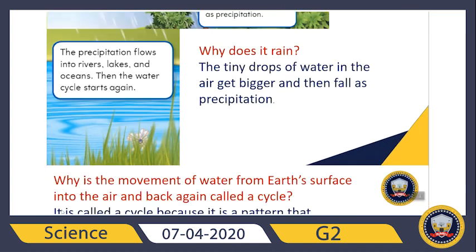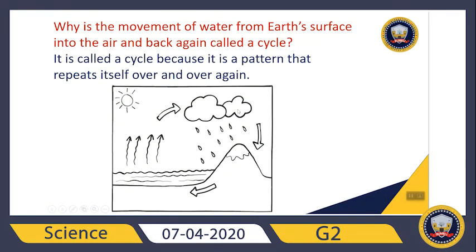Let's see this one. See here, the water will go up and it will be clouds, then it will fall as rain, then it will be rivers, oceans, and again the water cycle starts again. Why is the movement of water from Earth's surface into the air and back again called a cycle? It's called a cycle because it's a pattern that repeats itself over and over again.